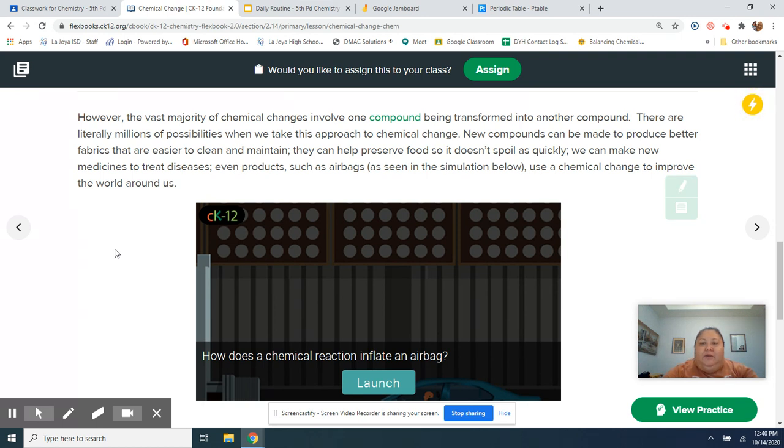New compounds can be produced to make better fabrics that are easier to clean and maintain. A lot of the fabrics that we have, all we got to do is spray that Shout, right?